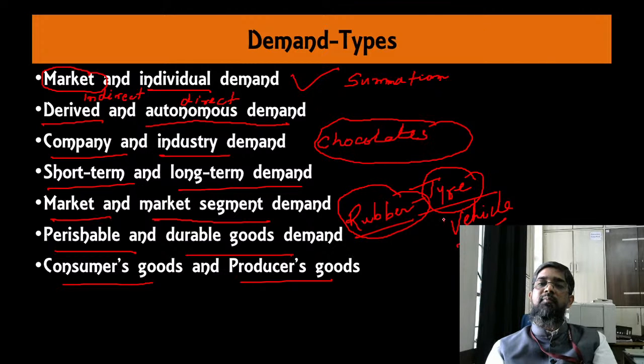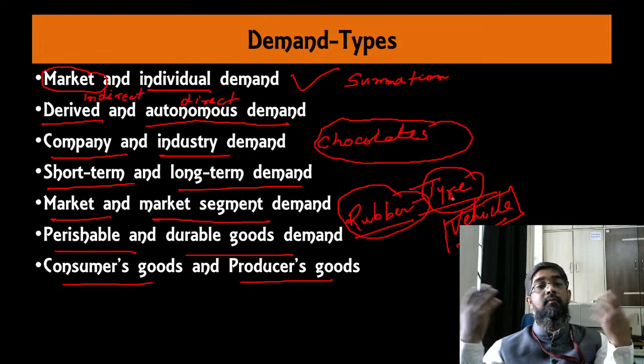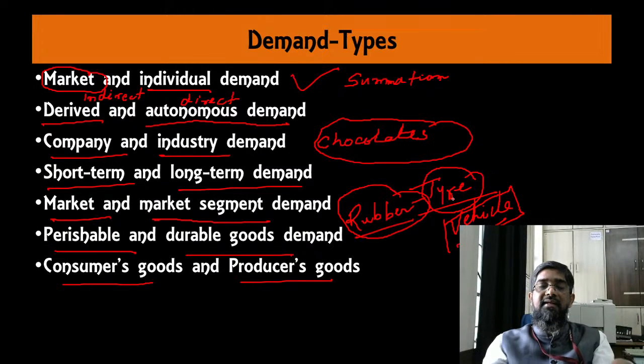Actually what is the main product, main product is vehicle, right? Bikes, cars, trucks, buses. So this vehicle demand is direct demand, whereas tyre demand is derived demand, which is occurring if more and more cars, bikes are sold, the demand for rubber will go up. So that is indirect demand.